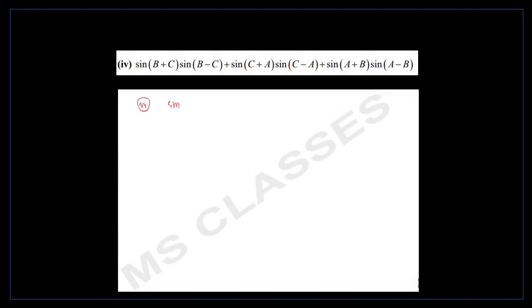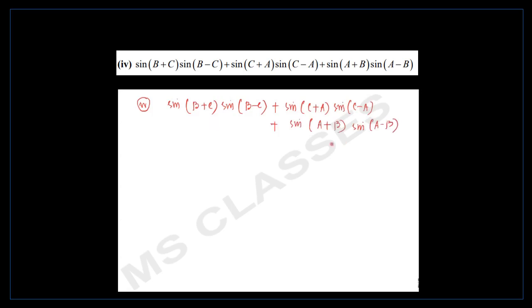Sine b plus c into sine b minus c plus sine c plus a into sine c minus a plus sine a plus b into sine a minus b. We have to simplify this.